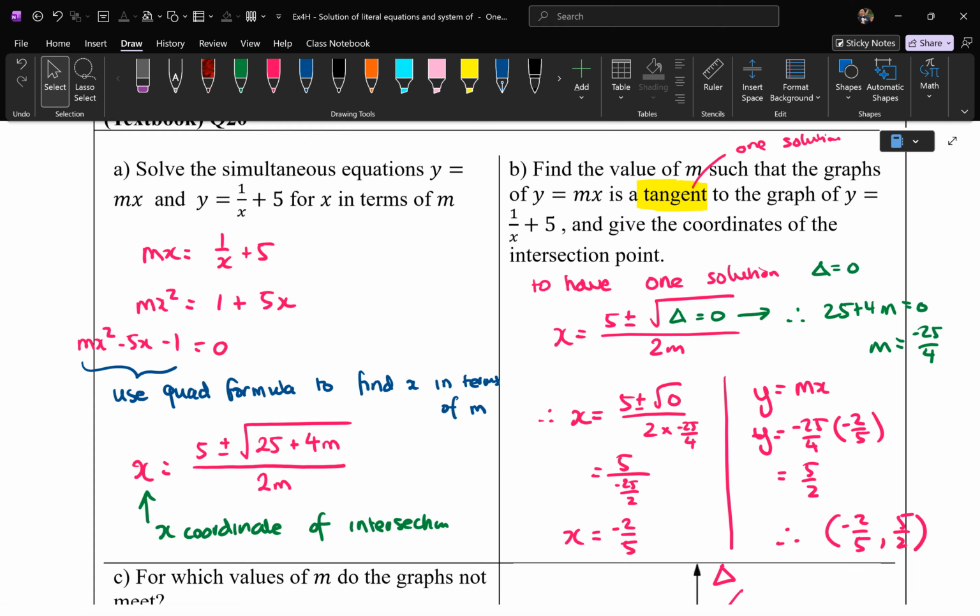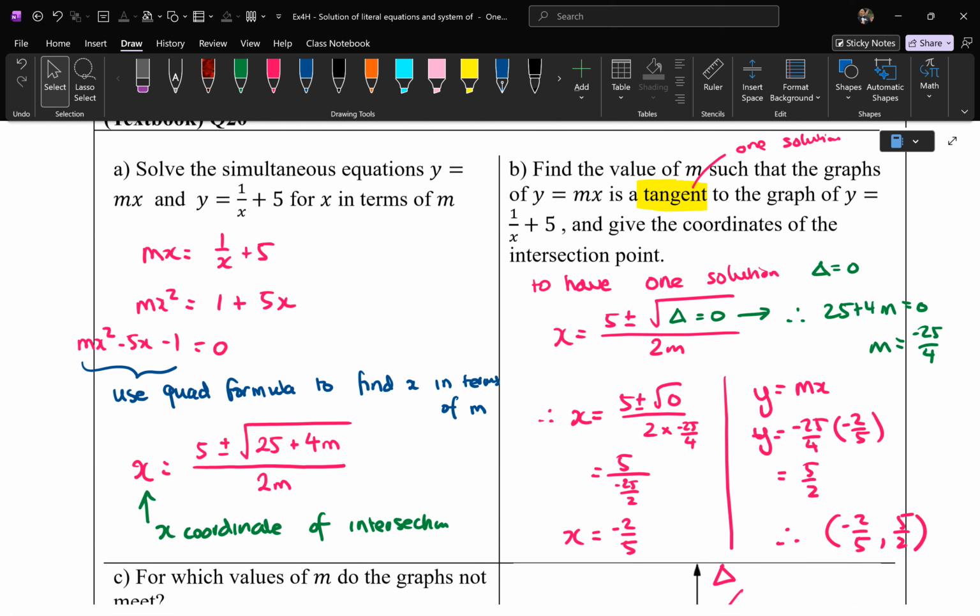But they said give the coordinates of the intersection point, which means they want both x and y. So to find y, you can sub it back in here, but I just thought, why sub it back in here when this one was y equals mx? M you know, and x you found out. So multiply those two together, that's what I did. So y equals mx, here's m, here's x, times them together, you get 5 on 2. So now I know the point of intersection, which is only one of them, is negative 2 over 5 and 5 on 2.